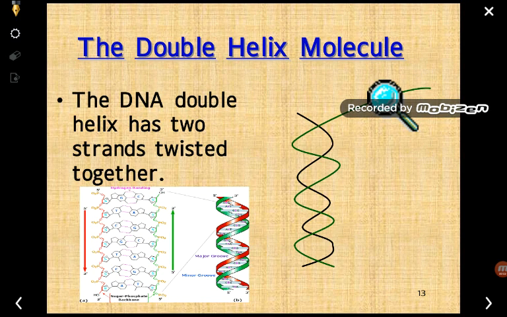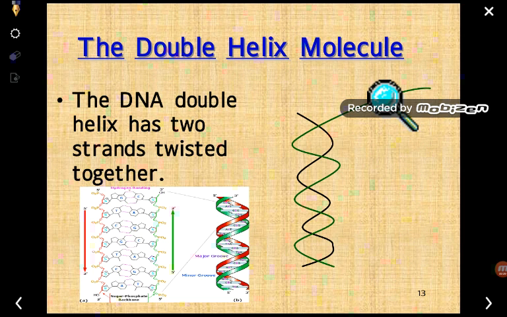Good morning students. Today we are going to continue our topic, that is the structure and function of the DNA. You know that DNA, or deoxyribonucleic acid, and RNA, that is ribonucleic acid, are the two major types of nucleic acid found in the cell. Yesterday we talked about the DNA and its function. Today we are going to see in detail the structure of the DNA.